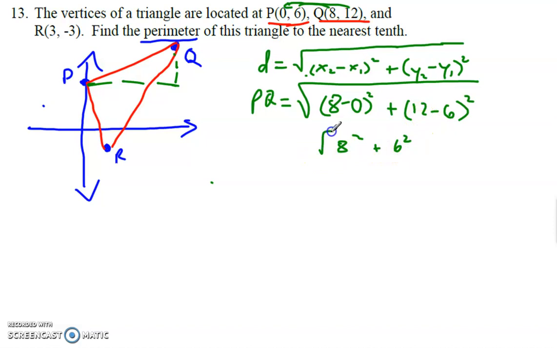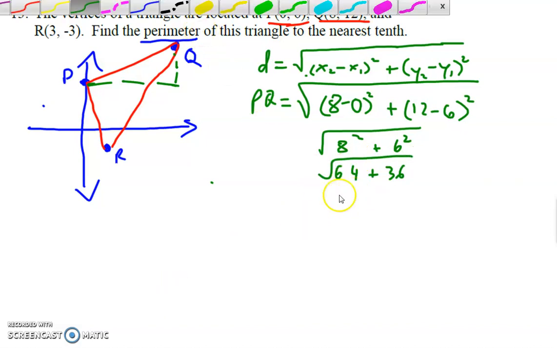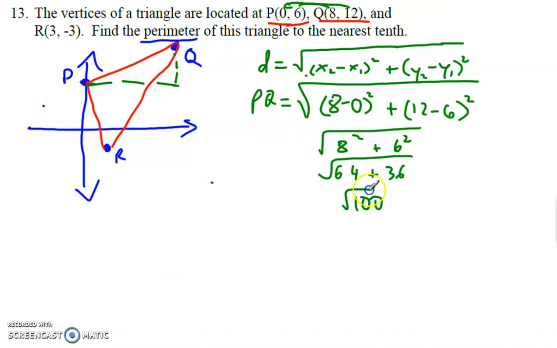Add those together, 64 plus 36, and then find the square root of that. That's 100, and the square root of that is 10. So PQ is 10. So this right here is 10. All right, so now I want to find the other two sides, either P to R or Q to R. Doesn't matter which one we do first.